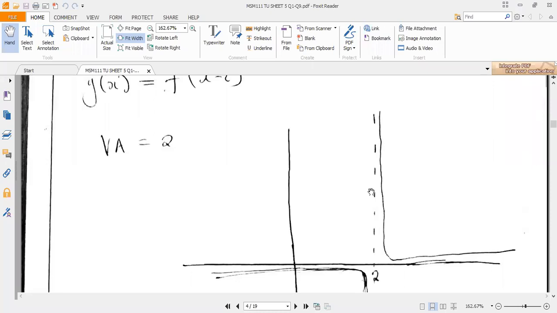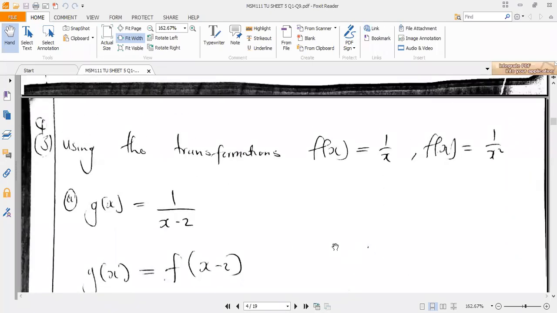Because imagine if we were to graph this, whereby this graph is coming from positive infinity, when it crosses here, which is 2, isn't it? We know that when x is 2 here, this function will be undefined, isn't it? So no matter what you do, your graph must never cross the vertical asymptote, but it can cross the horizontal one.